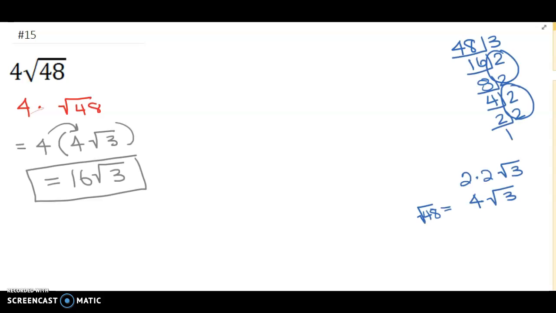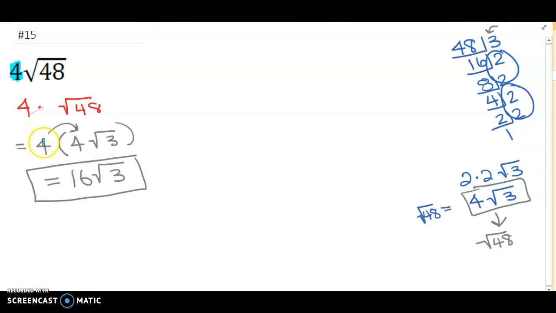All right, so when you did this, the first thing that you should have done is break down 48. Okay, and so you got 2 pairs of 2's and then a leftover 3. So 2 times square root of 3 simplifies to 4 square root of 3. So this 4 square root of 3 is the square root of 48. Okay, but you can't forget about this 4 here in front.